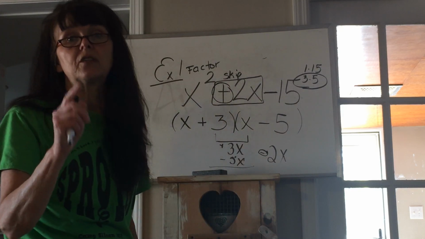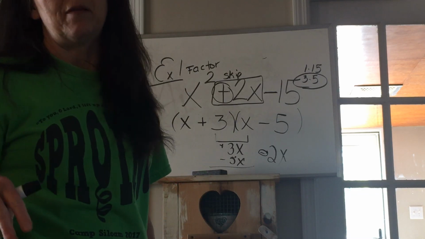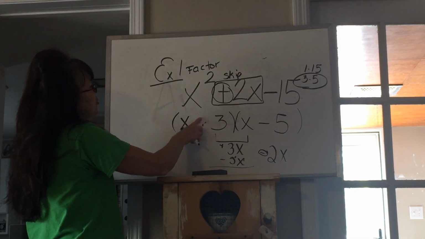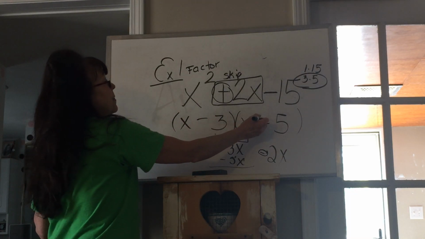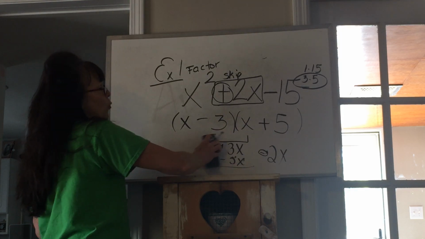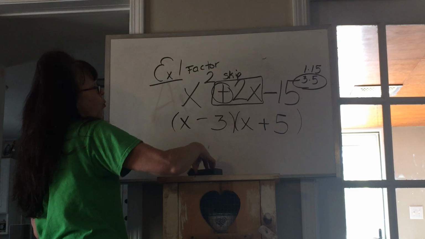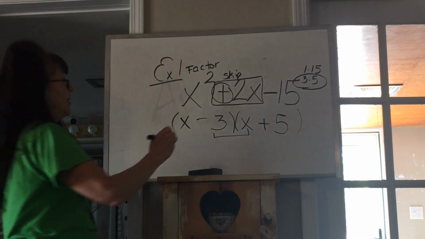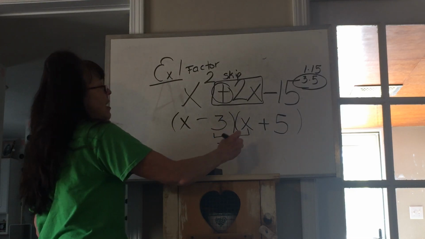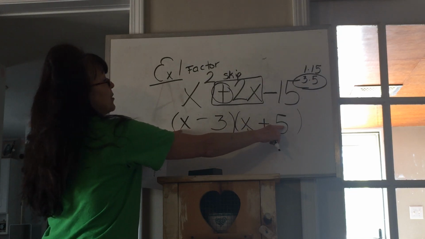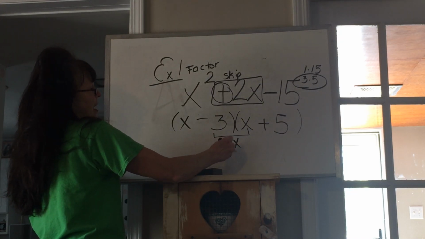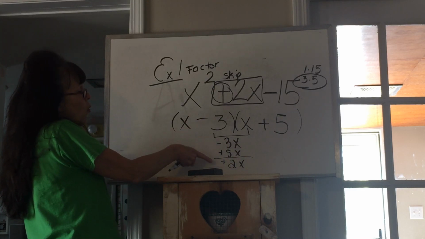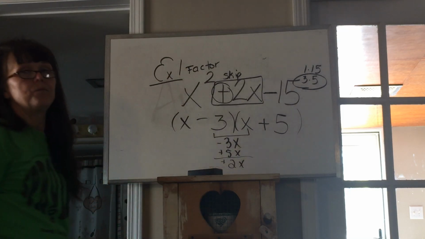And I know what you're thinking. You're thinking, switch the numbers. No, I don't want you to switch the numbers. It's a sign problem. I want you to switch the signs. So this should have been the minus, and that should have been the plus. Recheck it. What do you get on the inside? Negative 3x. What do you get on the outside? X times 5, positive 5x. That combines to give you positive 2x, which matches the middle.